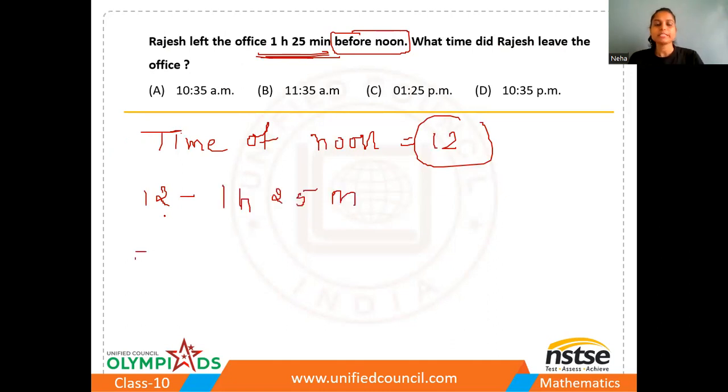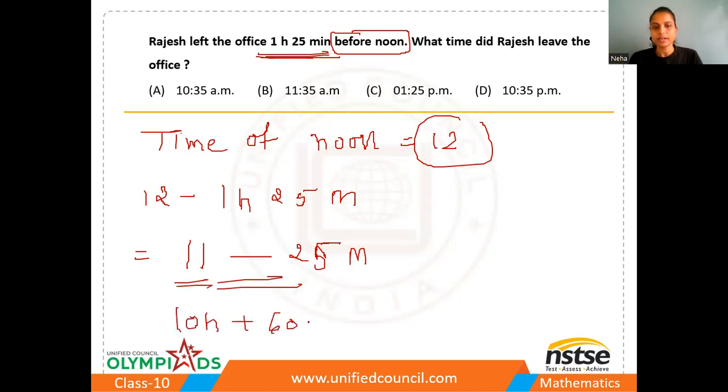So basically 12 hours minus 1 hour is 11, right? Now I have to subtract 25 minutes only. So I can say that 11 hours is nothing but 10 hours plus 60 minutes, minus 25. Now from the minutes I can subtract very easily: 60 minus 25 is 35. So this is 10 hours 35 minutes.